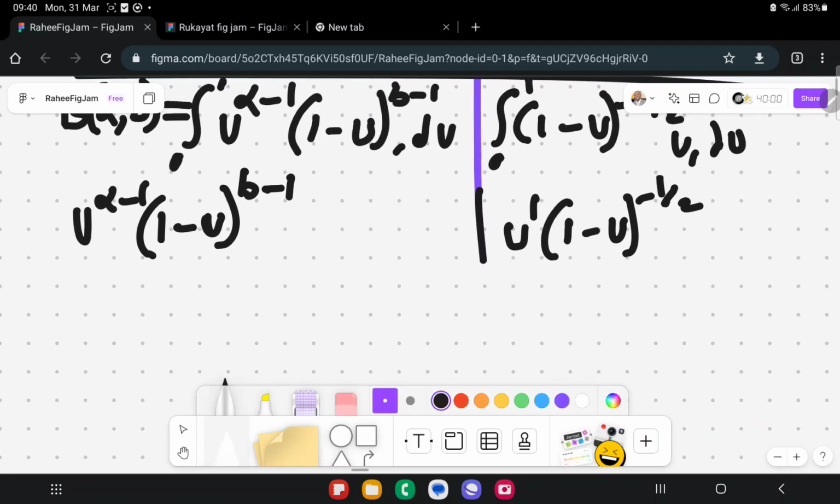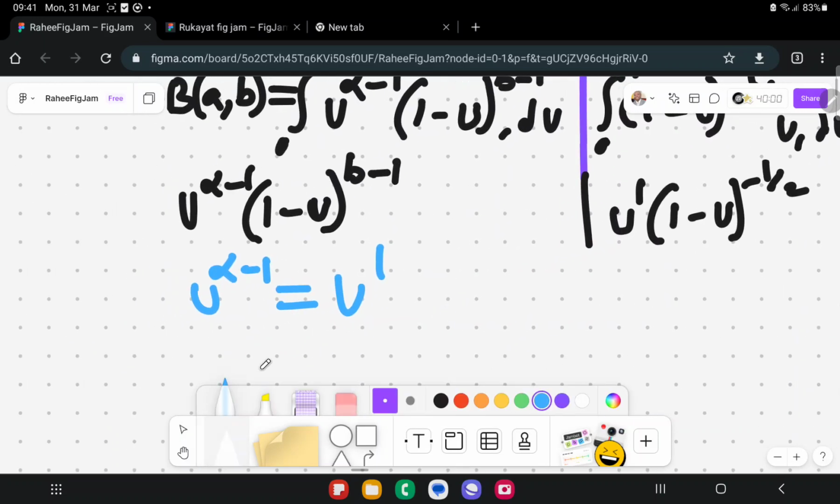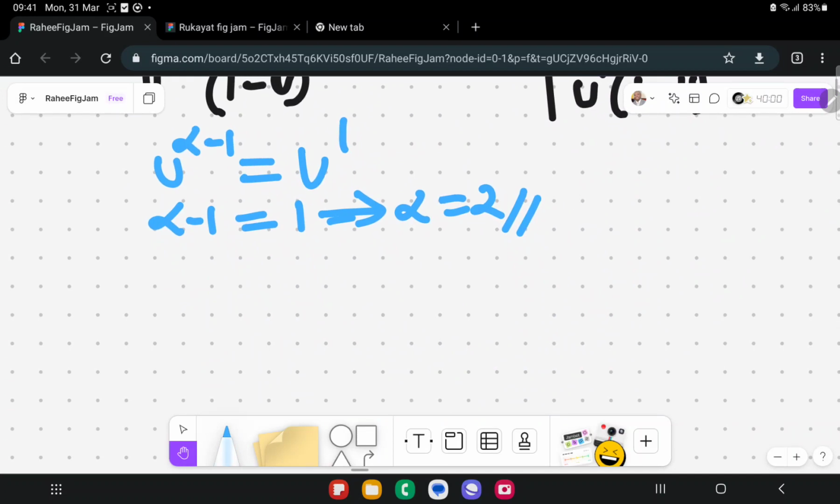So what we're going to do is compare these values. Our first u has a power of alpha minus 1, so let us equate them. Let me put it in this form: u raised to the power alpha minus 1, compared with u raised to the power 1. So we have alpha minus 1 is equal to 1. This clearly implies that alpha is equal to 2. Take note of that.